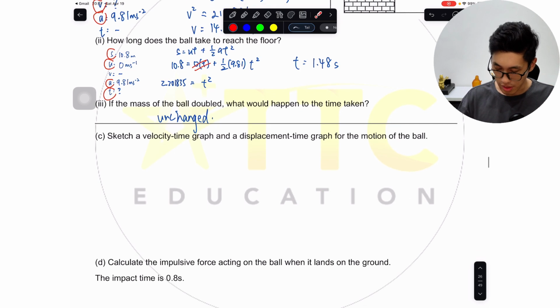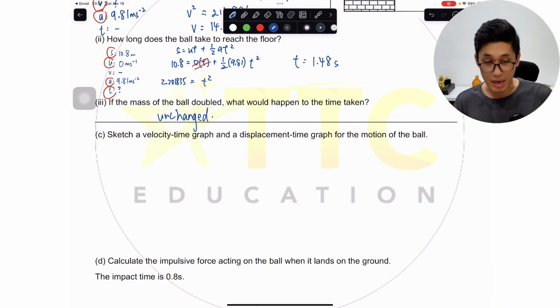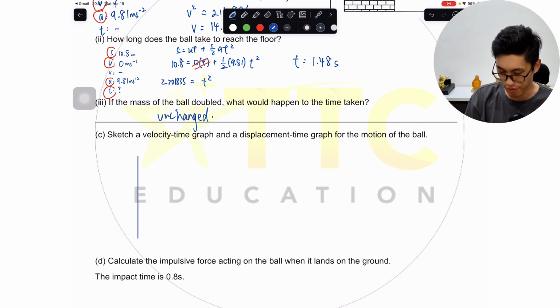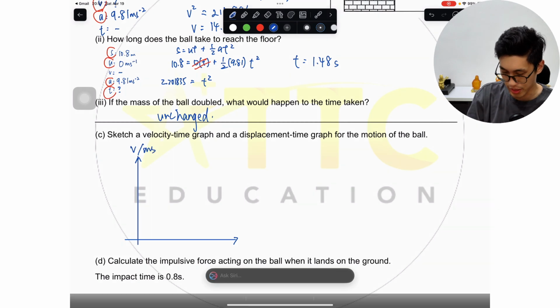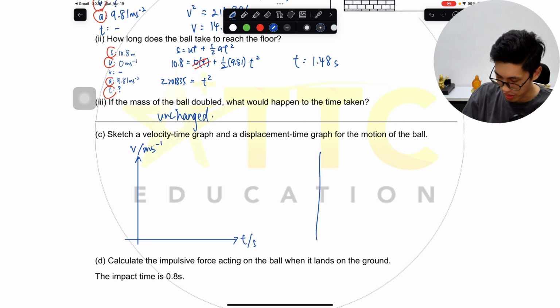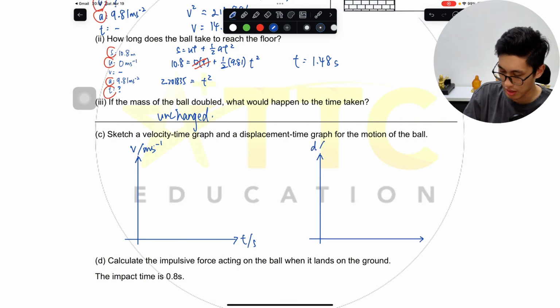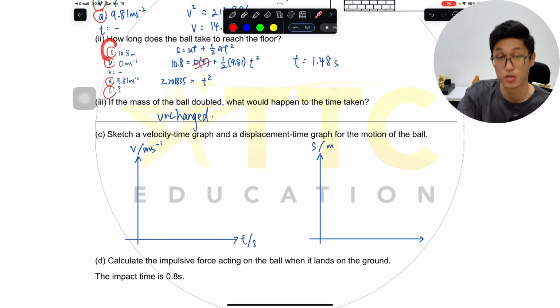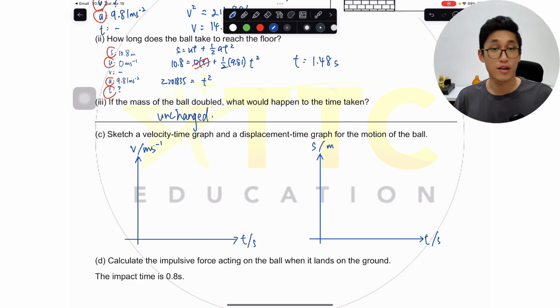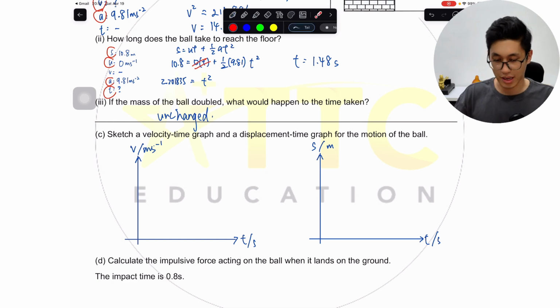Okay? Next one, sketch a velocity-time graph and a displacement-time graph of the motion of the ball. We're going to start with velocity-time first. So V in meters per second, and then time in seconds. And then we're going to draw a displacement-time graph, D, which is in meters. Displacement should be S, because the S in SUVAT is displacement, yeah? Time in seconds.